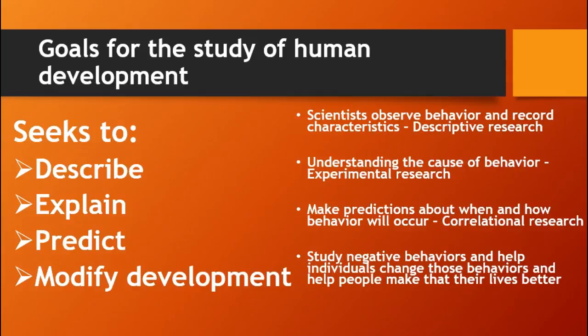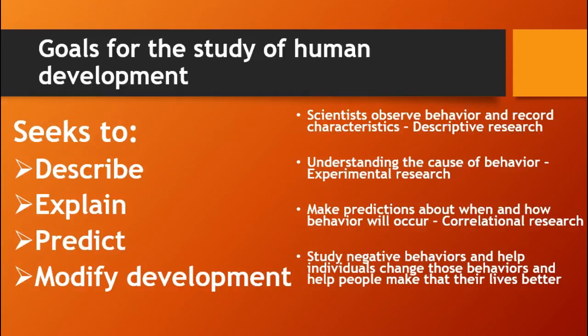Now, there are 3 goals for studying human development. First, it seeks to describe. In describing, scientists observe behavior and they record characteristics of behavior that they observe. And this is done through what is called descriptive research. Now, the second goal for studying human development is to explain. And by explaining, we want to understand the cause of behavior. And we do this through experimental research.